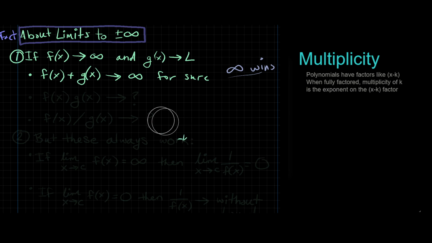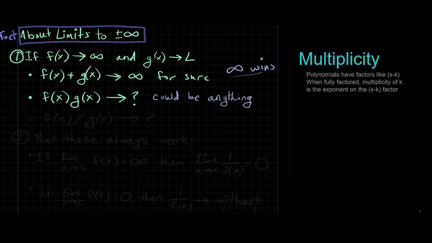But other operations can get kind of complicated. Multiplying them together is not so predictable. That limit could be anything. It depends on how quickly and how strongly g of x gets attracted to L, versus how quickly or how strongly f of x wants to increase to infinity.